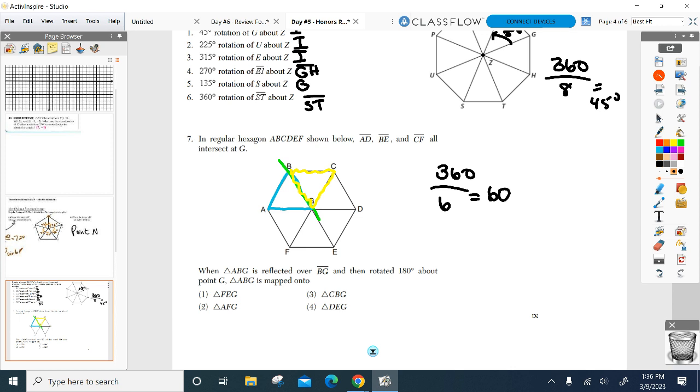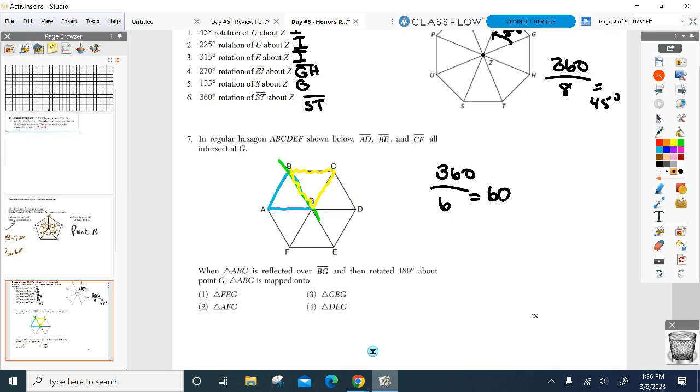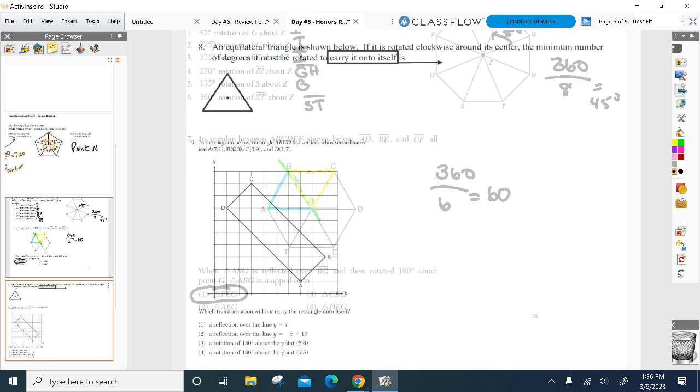180 degree rotation. We end up with what triangle? GFE. GFE. Thank you. Good deal. All right, great. Move.